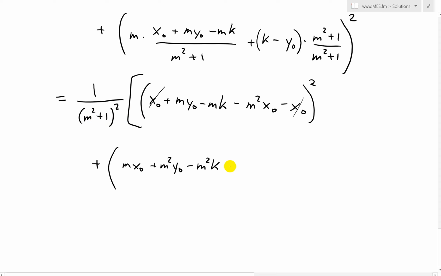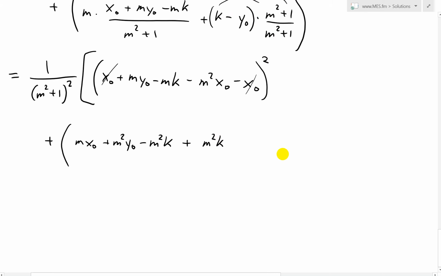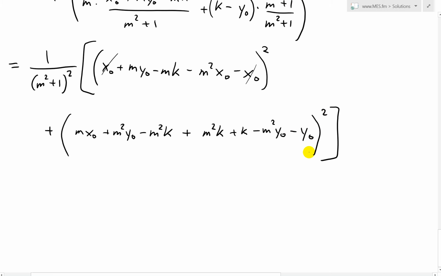So now we have plus, and now we can multiply on this side out. We need to FOIL out this by this, and then this by that, so we have m squared k. I'll just put the m in front, just to make it easier to follow along. So now, for consistency, we have k times 1 there, plus k, and now we have this y0 times m squared, that's going to be m squared y0, and then negative y0 times 1, that's going to be minus y0 like that, all squared, and then a bracket like that to indicate we've factored those out there.